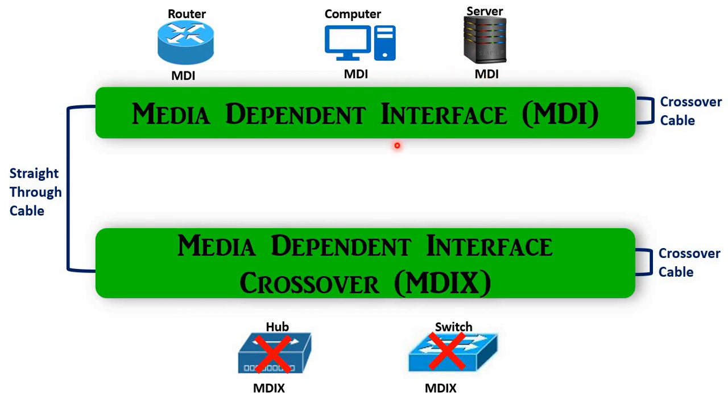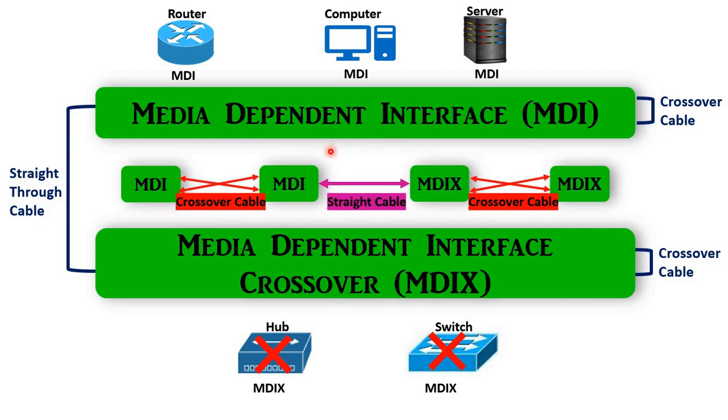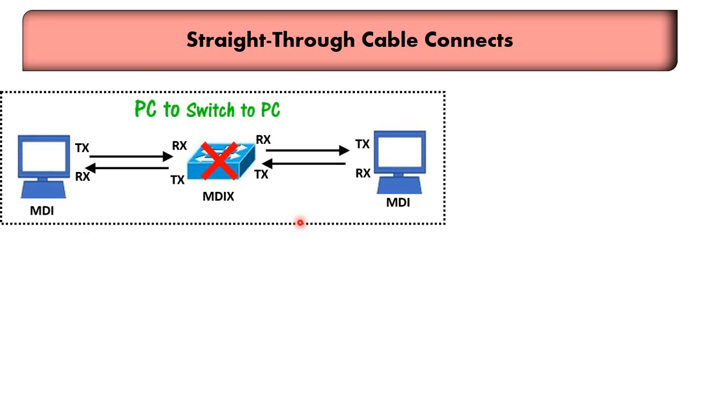To summarize it, two different devices, that is, one supporting MDI and another supporting MDIX, will always have a straight-through cable connected between them. Whereas, two similar or like devices, that is MDI and MDI, or MDIX and MDIX, will have a crossover cable connected between them. Moving further, straight-through cable connects MDI and MDIX. PC to switch to PC.